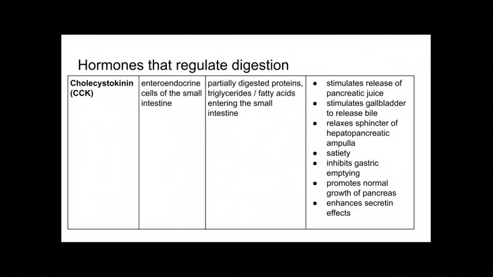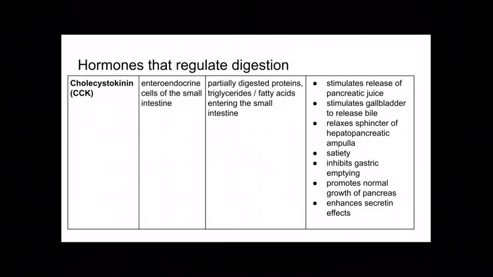So cholecystokinin is CCK. It is also made by those enteroendocrine cells of the small intestine. Same cells, same place as secretin. What stimulates it? Partially digested proteins showing up from the stomach, partially digested triglycerides, and the presence of fatty acids. All of these, so again, more of a chemical stimulation of these partially digested foods showing up from the stomach. That's what stimulates these cells to produce CCK. This is a hormone, goes into the bloodstream.